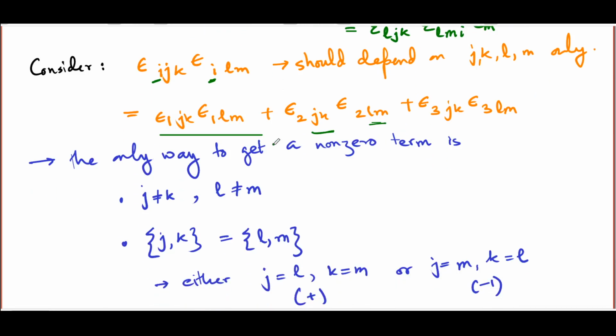So if j is the same as l and k is the same as m, then only one of these terms will give you a non-zero result, and in that term, both the epsilons will be identical. They will be either both plus 1 or both minus 1. So the product in that case will be plus 1. So this sum of products, which ultimately is just the one product term which survives, will be plus 1. If on the other hand j is equal to m and k is equal to l, you must have minus 1.